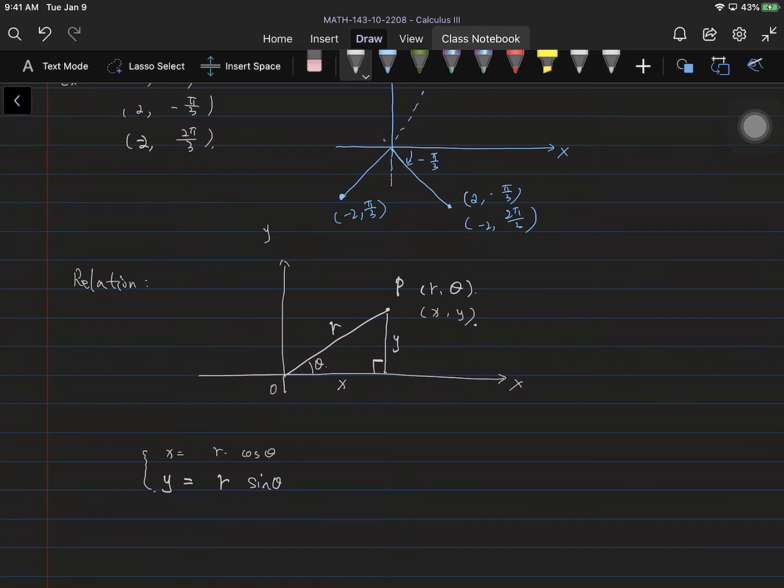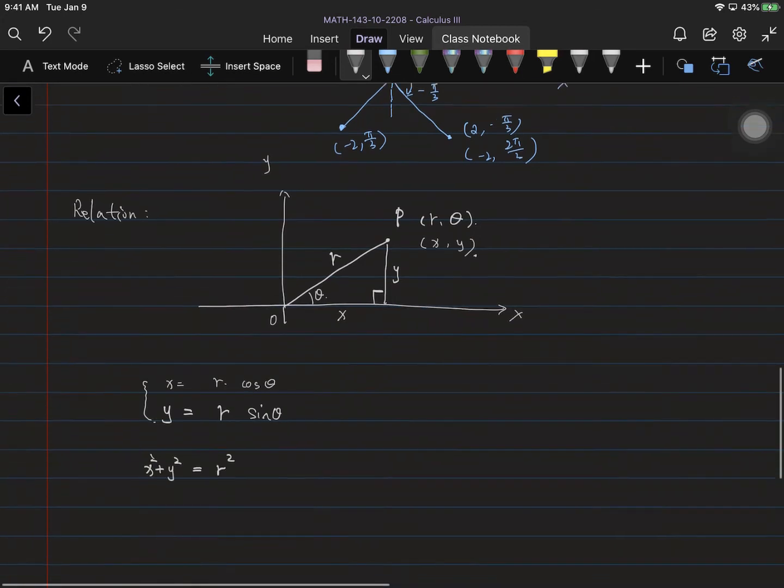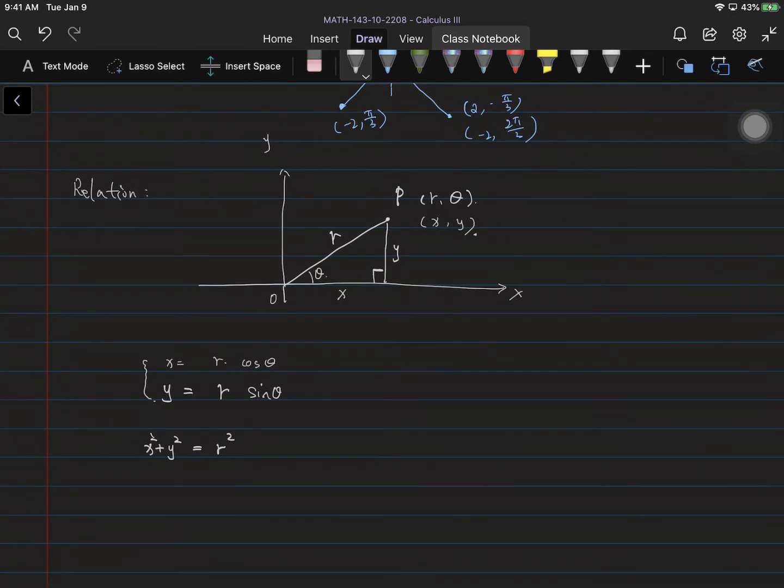Okay, so from here, we know if given polar (r, θ), we can find x and y. And the other way, if we go backward, let's take a look. x squared plus y squared equals what? It's a right triangle, we know this is r squared, right? And tangent θ is y over x. So from here, we can get θ is tangent inverse of y over x.